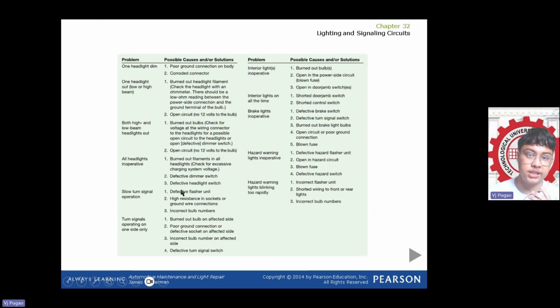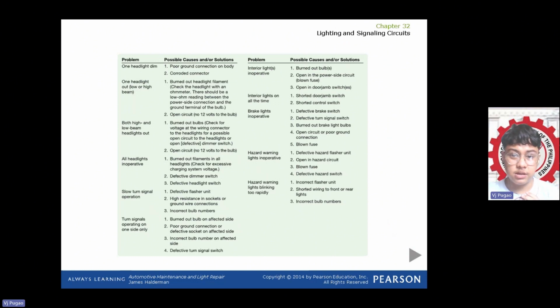So if the problem is one headlight dim, the possible cause or solution is ground connection on body or corroded connectors. The problem, interior lights inoperative. Possible cause and solution: burnt-out bulbs, open on the power side circuit, or a blown fuse. If the problem is one headlight out on low or high beam, the possible cause is a burnt-out headlight filament or open circuit. If the problem is interior lights on all the time, possible cause is a stuck door jamb switch or shorted control switch.